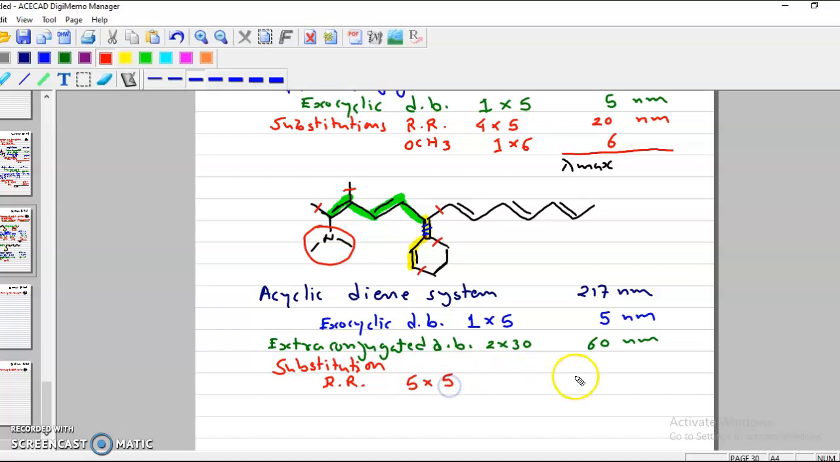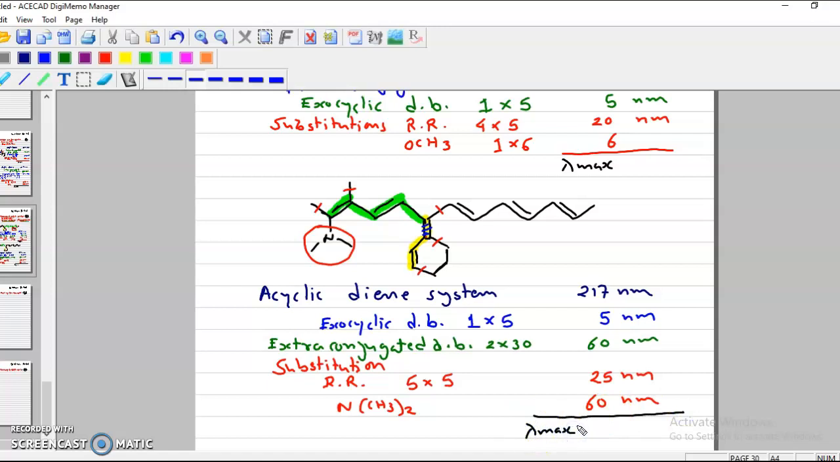For each one we will add 5, so there are 25 nanometer for ring residues. And next is substitution, that is the N(CH3)2 group, that is the NR2 group. For the NR2 group we are adding 60 nanometer for one group. So this way you will have to add this one. Now you make a total of this one, lambda maxima.